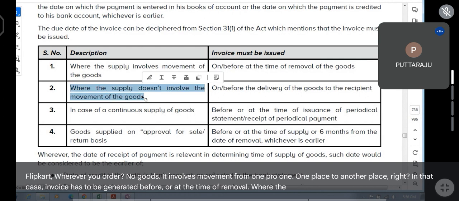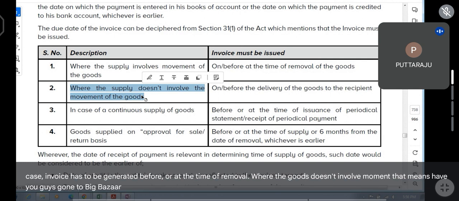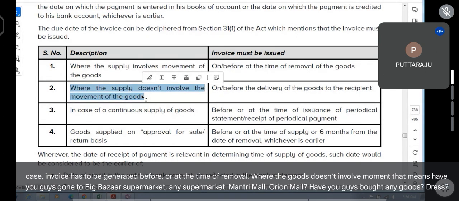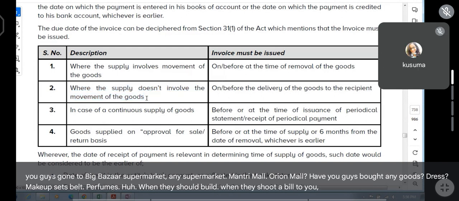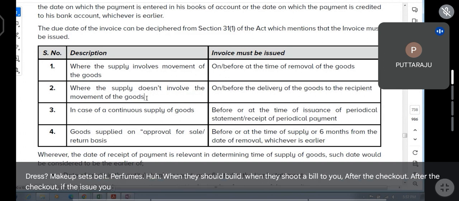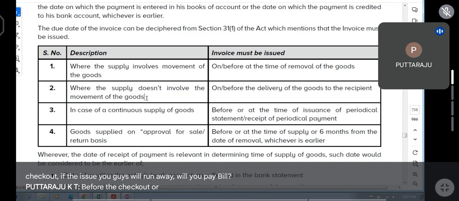Where the goods don't involve movement, that means, have you guys gone to Big Bazaar, any supermarket, Mantri Mall, Orion Mall? Have you bought any goods, dress, makeup sets, belt, perfumes? When they issue the bill to you, after the checkout, sir. After the checkout, if they issue, you guys will run away. Will you pay the bill before the checkout or at the time of checkout? Is it not?